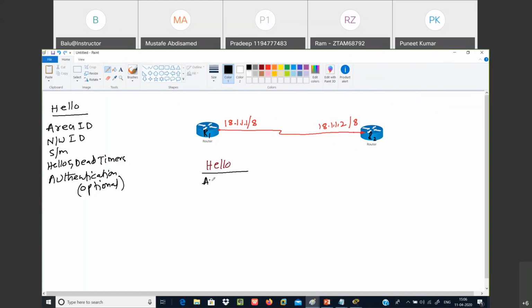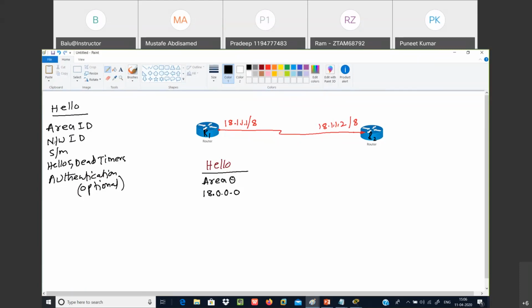Area 0. Right. Area ID what? 0. Now network ID. So WAN link network ID. What is the WAN link network ID? 18.0.0.0 is the network ID.